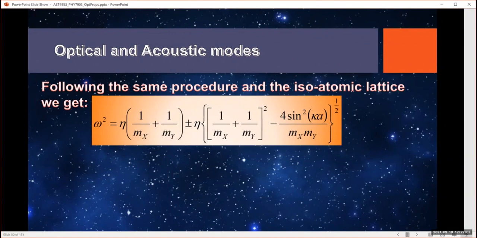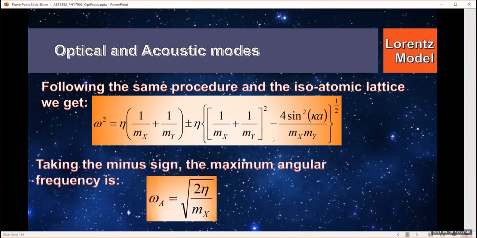So that brings us to the concept of optical and acoustic modes. So we already talked about acoustic modes for a single type of particle in a chain. Now, if we followed that same procedure as we did before, but without going through all the tedious math on screen, we end up with omega squared is equal to this equation here. And what we get is a term that is related to the mass of the X atom, the mass of the Y atom, the distance between them, and also their spring constant. But otherwise, it's basically the same.